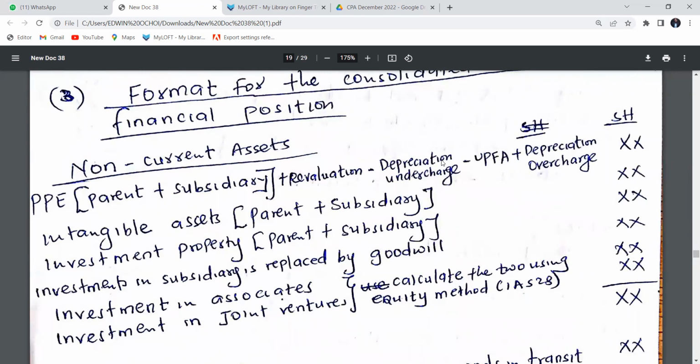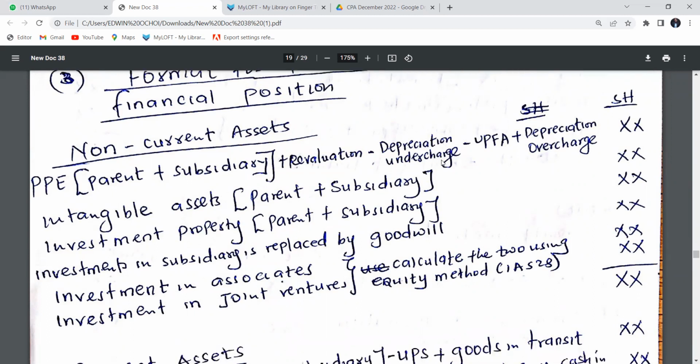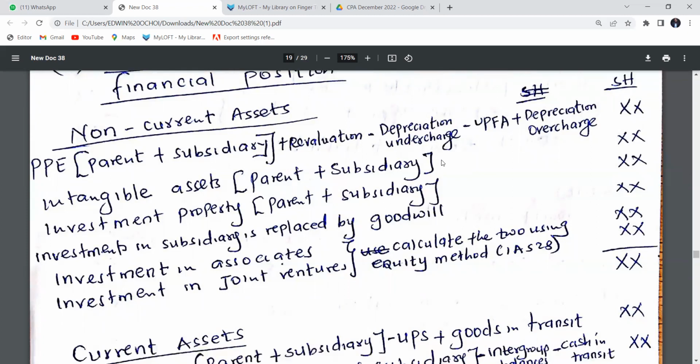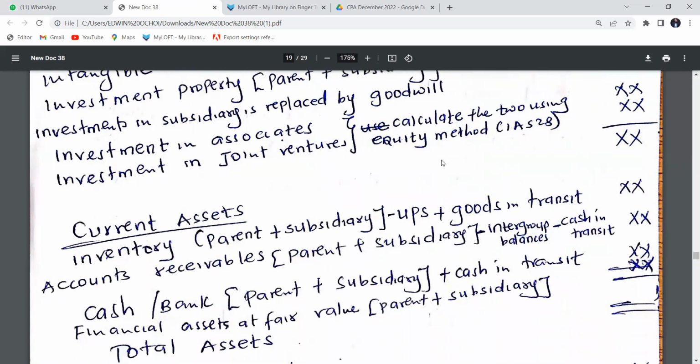Like now the PPE, you add your revaluation. After taking parent plus subsidiaries, add revaluation, minus depreciation undercharge, minus UPFA, plus depreciation overcharge. Intangible asset is parent plus subsidiary. Investment in property, parent plus subsidiary. Investment in subsidiary, you replace it with goodwill. For the investment in associates and joint ventures, remember that you compute their net investments using the equity method. I will be mentioning the equity method in a few.